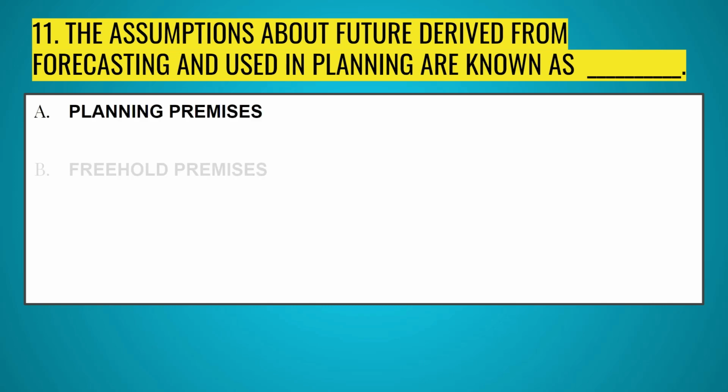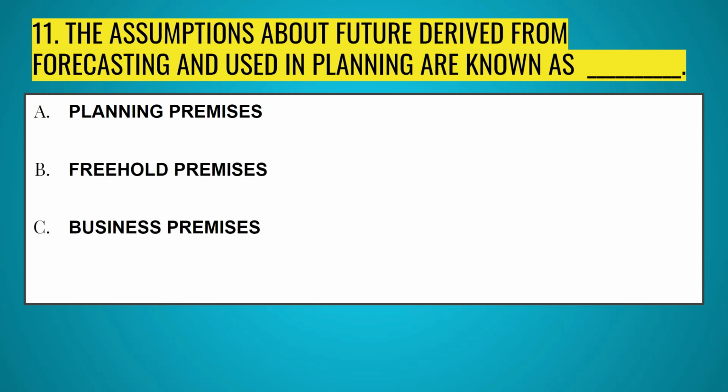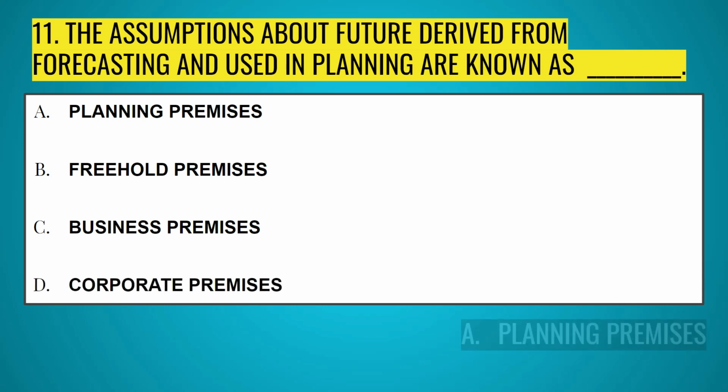11. The assumptions about future derived from forecasting and used in planning are known as option A. Planning premises. Option B. Freehold premises. Option C. Business premises. Option D. Corporate premises. The answer is option A. Planning premises.